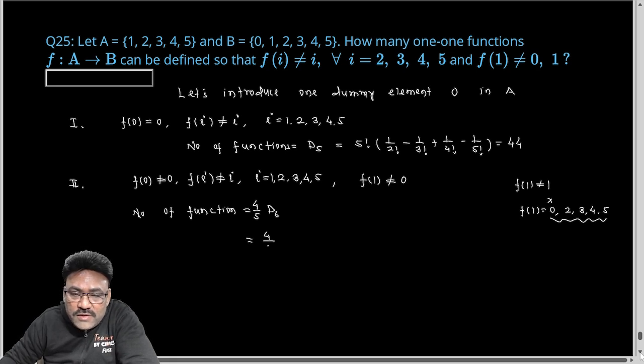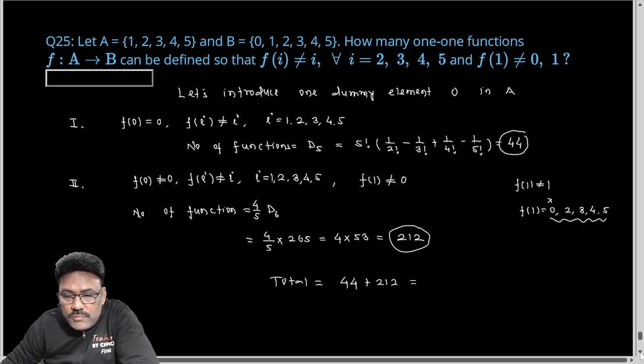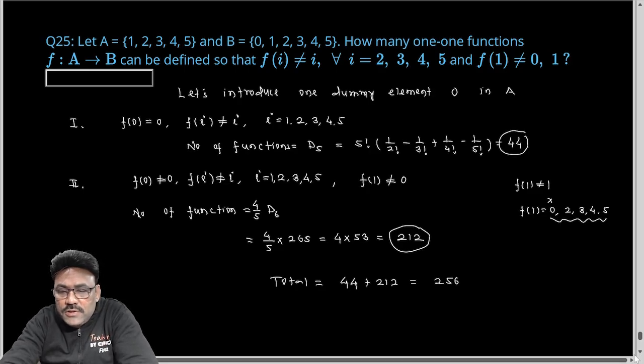And if you calculate D6, that comes out to be, I think, 265. So it is 4 into 53. It is 53? Yes. So ultimately it is 212. So how many total functions you got? Total functions you got 44 here in the first case and 212 here in the second case. Means total number of functions will be 256. So that means your final answer should be 256 here.